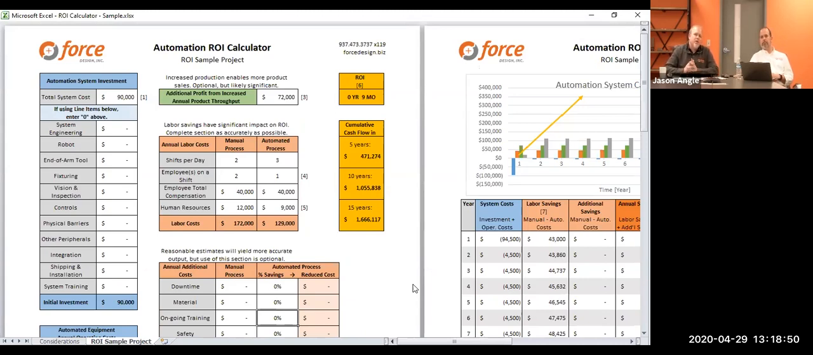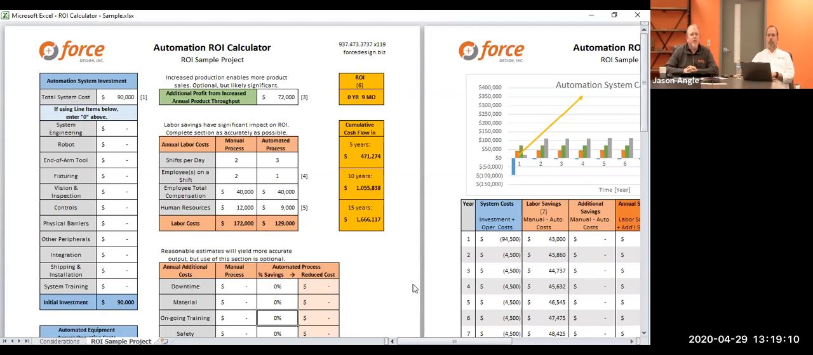So this company, obviously, this was a great manual process to automate. They paid it off in 9 months, started making money, and what's phenomenal is if you look at the cumulative cash flow in the second table, at 5 years they're at over $470,000 in additional cash flow. At 10 years, they're over $1 million, and over 1.6 at 15 years.